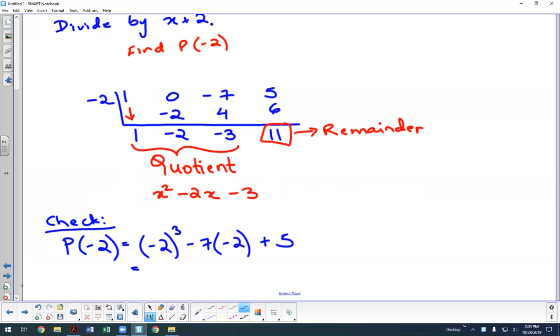So -2 to the third power, what does that give us? -8. Yeah, -8. -7 times -2? +14. And plus 5 at the end. You can add the 5 and the 14 first and then subtract 8, or you can start from the left and make your way to the right. If you go left to right, -8 plus 14 will give us 6. 6 plus 5 is 11. If you did 5 plus 14, which of course is 19, 19 minus 8 will also give you 11.